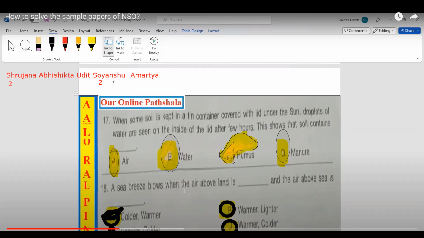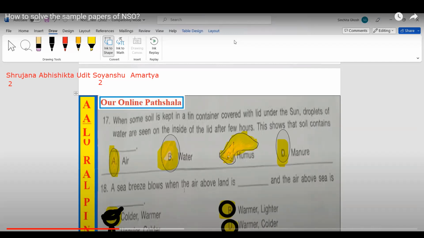Why? Okay, Shuanshu, can you explain this? Why will the correct answer be humus? Ma'am, because when some soil container is covered with a lid under the sun, droplets of water are seen inside the lid after a few hours. The soil contains some dead plants, and dead plants are known as humus. So the correct answer will be humus.